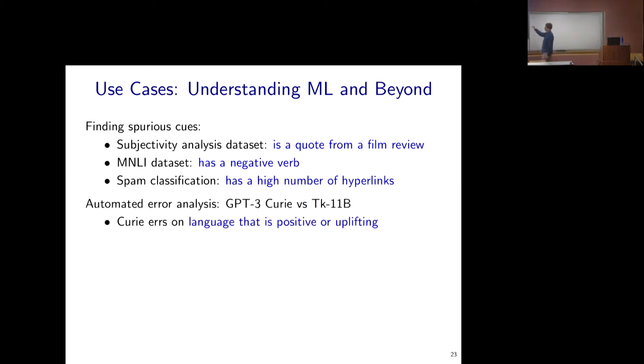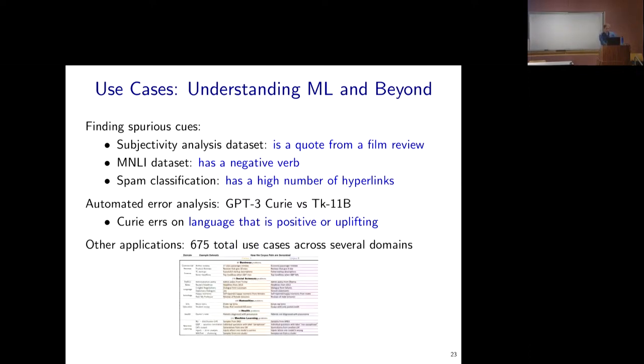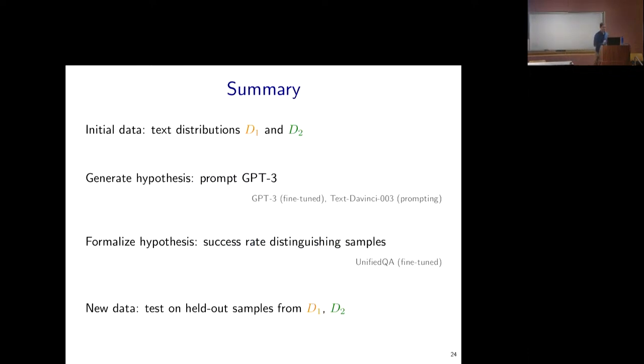Also, automated error analysis, we already talked about this, that GPT-3 makes errors more often on language that is positive or uplifting. And there are actually a lot of other applications. If you're interested, we created a data set with 675 different use cases across different domains. Our system currently only gets a subset of these cases. But if you're interested in automated explainability and automating science, like social science with LLMs, this is a really cool data set that I'd encourage you to check out.